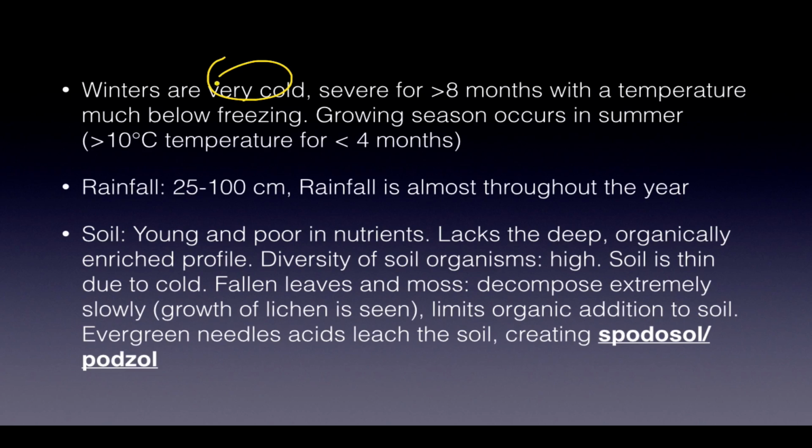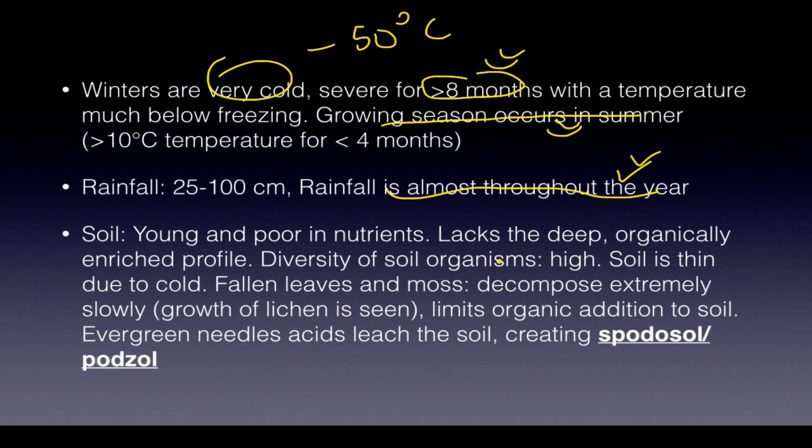Now winters are very cold. I've already told you it can be below -50 degrees Celsius. They are dry and severe for more than 8 months, and the growing season occurs only in summer, and the temperature can reach more than 10 degrees Celsius, but it will last for less than 3 months. Now rainfall is, as I already told you, low, but it is almost throughout the year, so that is a characteristic point. Now the soil is called spodosol or podzol because of the leaching.